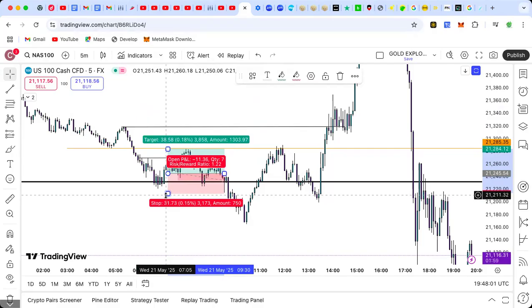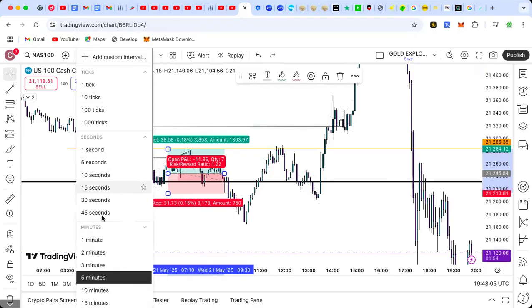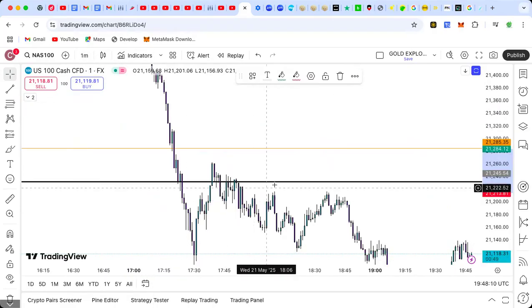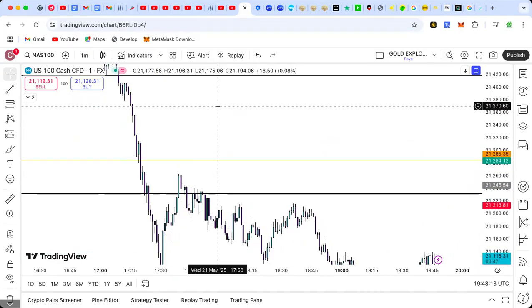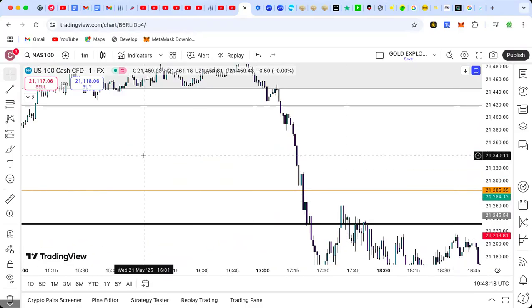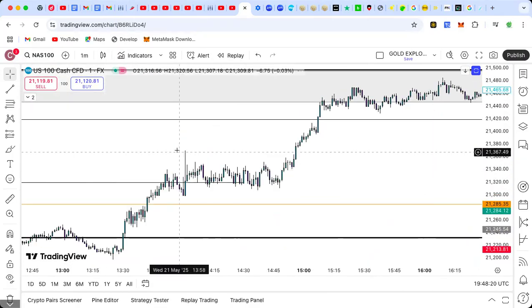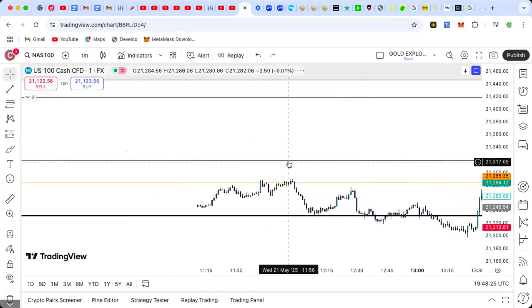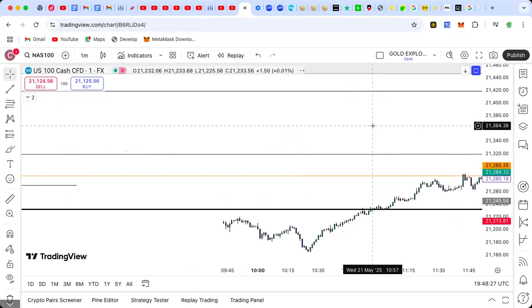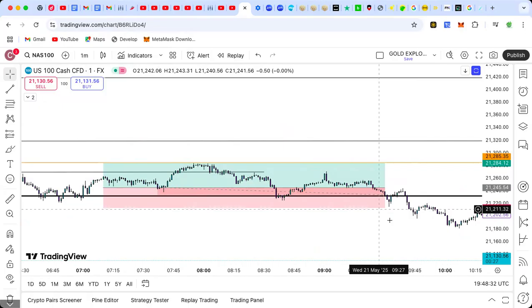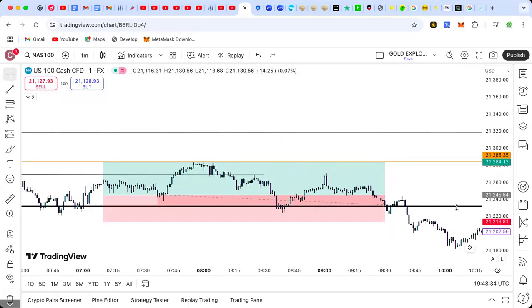Now, ordinarily, you may not take this trade. But because as a scalper, when I went to 1 minute, I was able to see a change of character early. Now, I'm going to show you. But if you look at it, this trade, you were not supposed to take that trade. Let's look at it. Okay. Can you see now? It was not clear at all.